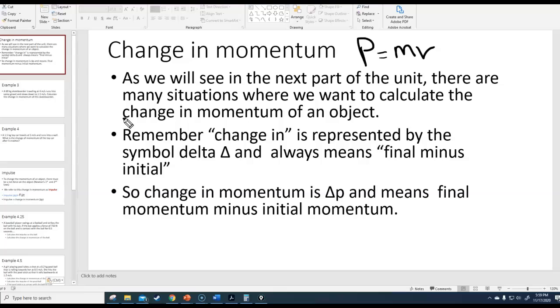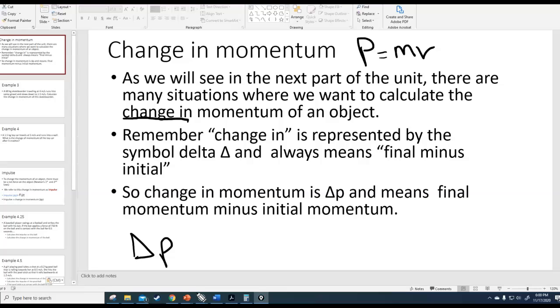Okay, so change in science has a specific meaning, and usually we write change in using the Greek letter delta, which looks like a triangle. And so if I want to write change in momentum, I would write delta p. Okay, so the delta means change in, and the p means momentum. Now, anytime in math or science when you have a delta, it always represents change in, and that always means the final value minus the initial value.